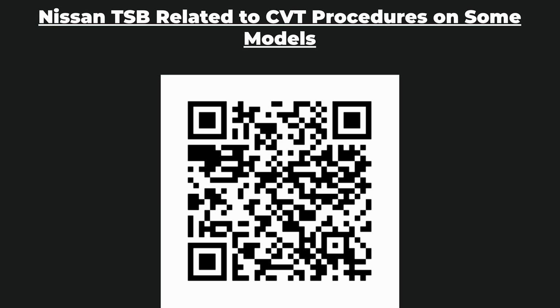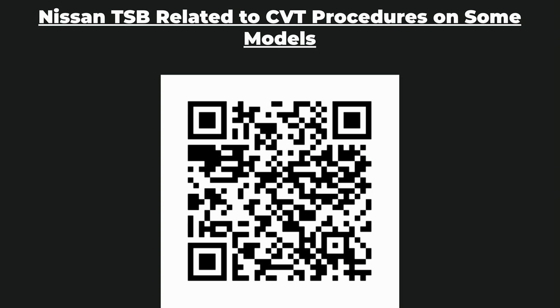So here is an example of a Nissan Technical Service Bulletin outlining CVT procedures on a specific group of models. So you can hit this code with your phone, and then you'll be able to look at the entire Technical Service Bulletin. Of course, you can find a number of Technical Service Bulletins in whatever service information resource that you subscribe to, or if you purchase access to an aftermarket resource that holds all of the Technical Service Bulletins. You can also Google search for Technical Service Bulletins in a lot of situations and find a large number of them that way as well.